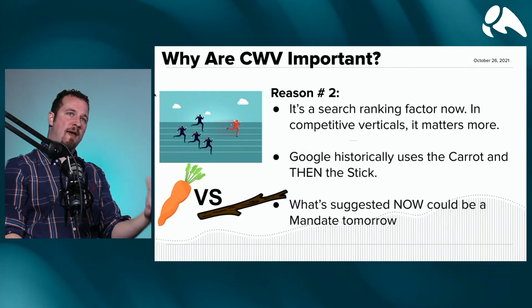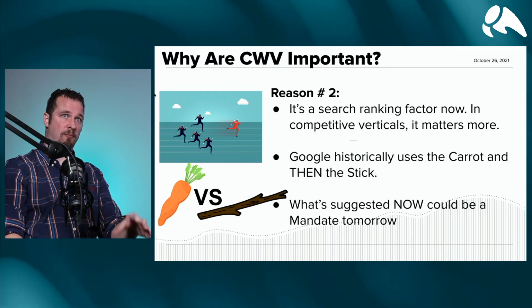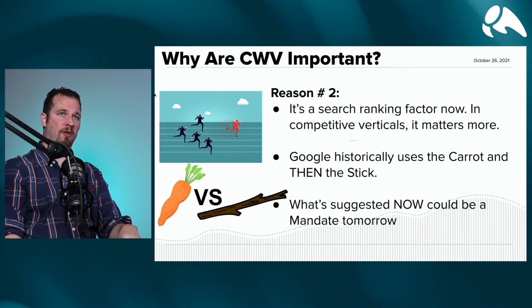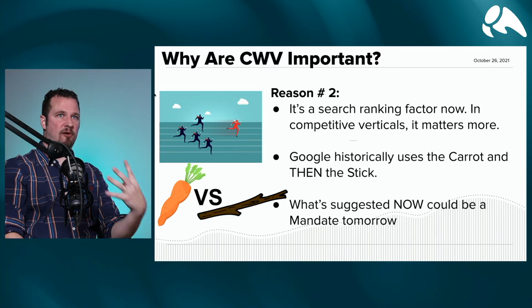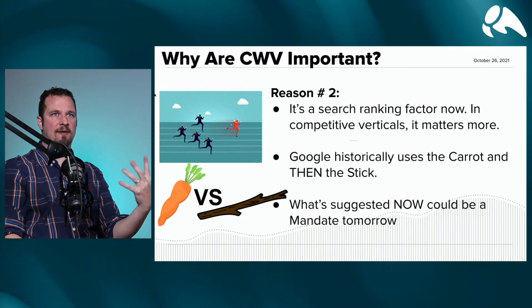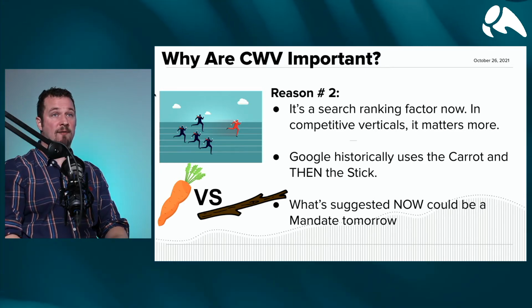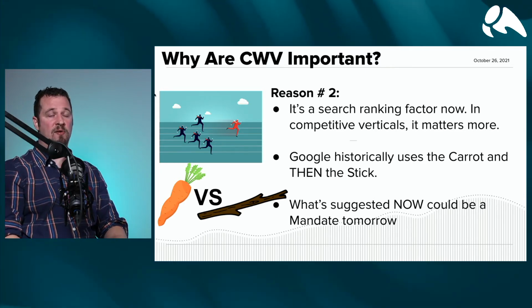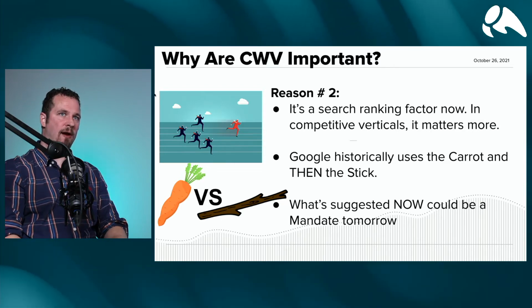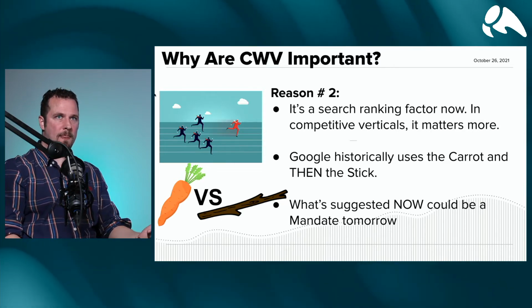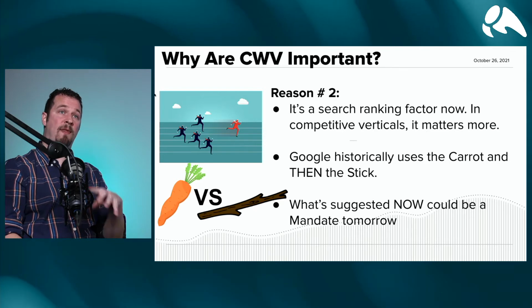Reason number two, if you do use Google search, if it's an important channel for you, particularly for driving awareness, it's a search ranking factor now. The number often thrown out is like 200 distinct ranking factors. It's kind of an outdated way of thinking of it, but Google's algorithms are very, very complex. They're very context specific, but they integrate a lot of different data points, and this is now one of them.